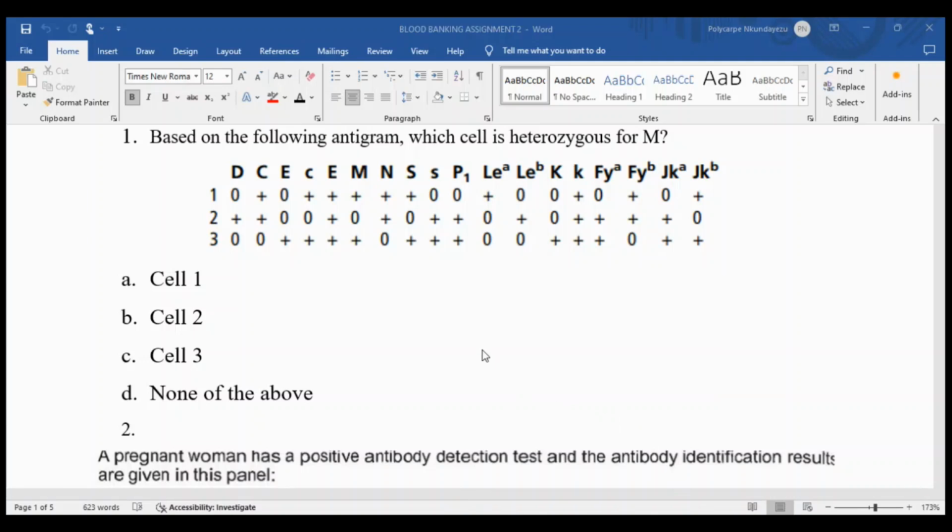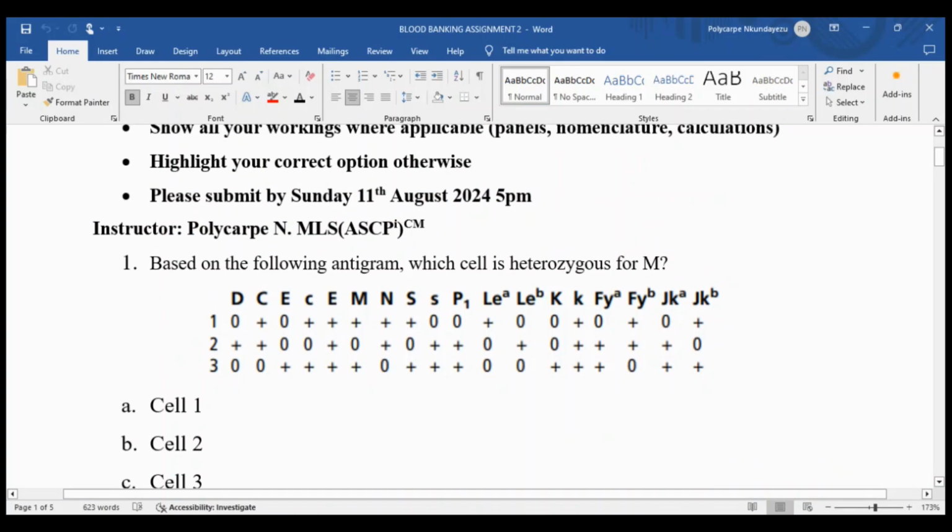Okay, all right. So this is our assignments, and we are going to discuss assignments and attempt these questions. It was to be submitted today. Today is 11th August, and this is blood banking assignment 2 on panel cells, antibody identification, and other serological techniques in the blood.